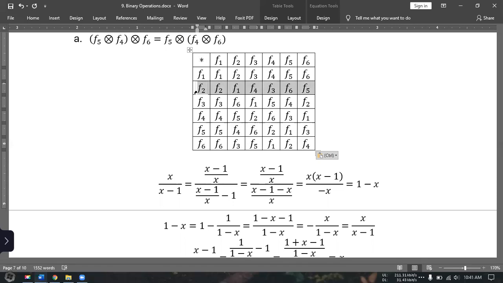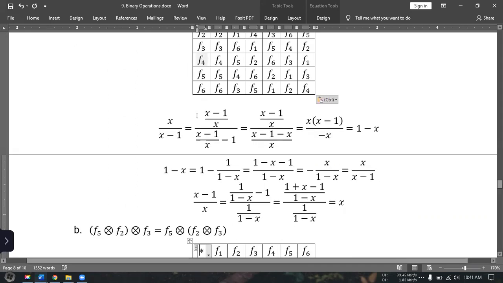Okay, based from our algebra. And then, right side, f sub 4 with f sub 6 is f sub 1. And f sub 5 with f sub 1 will give us the same value, since this f sub 1 is our identity element. And f sub 5 is equivalent to f sub 5. Okay, that is using table. So, it is associative. Letter B.